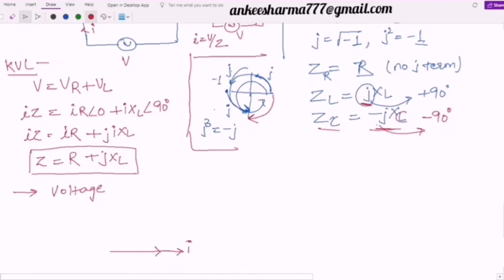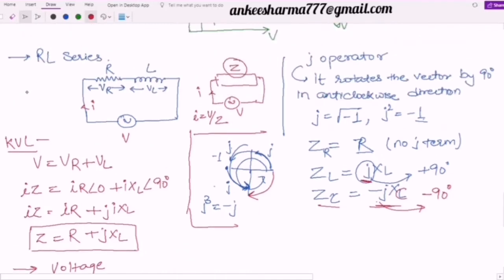Now look here, VR will be, or maybe I don't know what the answer will be, but I can assume that VR may be smaller than I. VL may be smaller than I, because VR plus VL will be equal to V. V will definitely be greater than I, because we know that I is equal to V by Z. So I will definitely be smaller than V, but VR and VL may be even smaller than I.